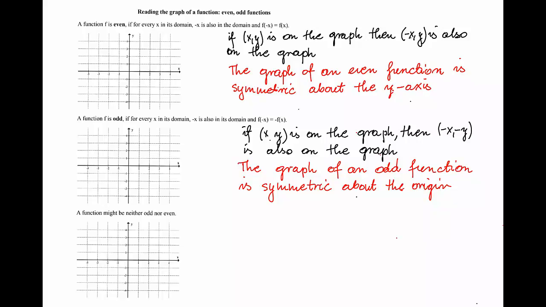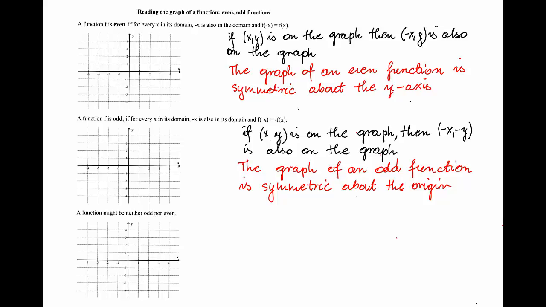In this video, we'll discuss even and odd functions. A function f is even if for every x in its domain, negative x is also in the domain, and f of negative x is equal to f of x. This means that the outputs for x and negative x are the same. For the graph, it means that if the point (x, y) is on the graph, then (negative x, y) is also on the graph.